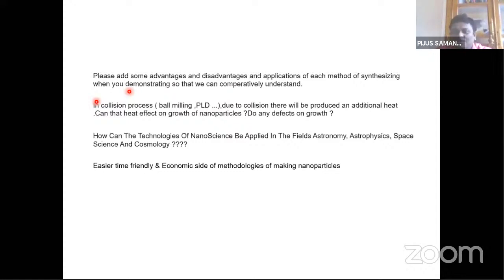In the solution phase method, the accessories are not so high or so costly. Those are very low cost apparatus, so those are the advantages. But one disadvantage is that since those are grown at low temperature, the possibility of defects is there.